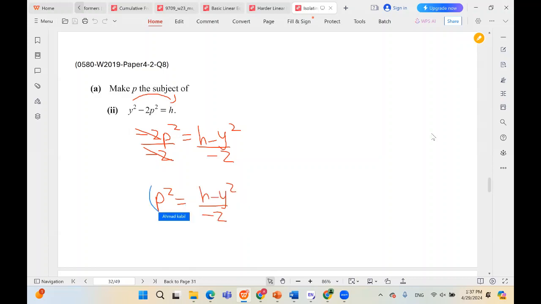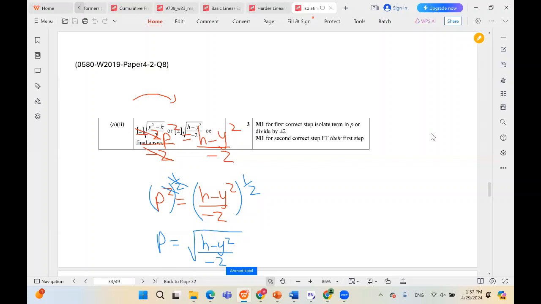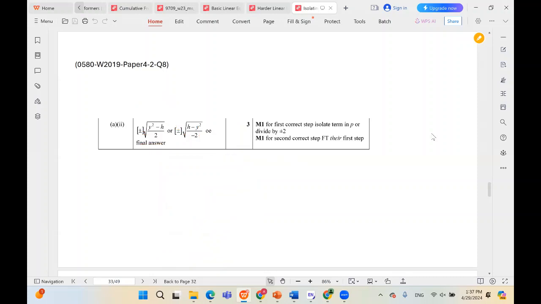Raise each side to the power of 1 over 2. And the powers here are going to cancel out. So you have p equals, instead of power half, we're going to write square root of h minus y squared over negative 2. Positive, negative, again, for completeness. And this is the correct answer. There are two correct forms. The one we got is this one, and it is correct.